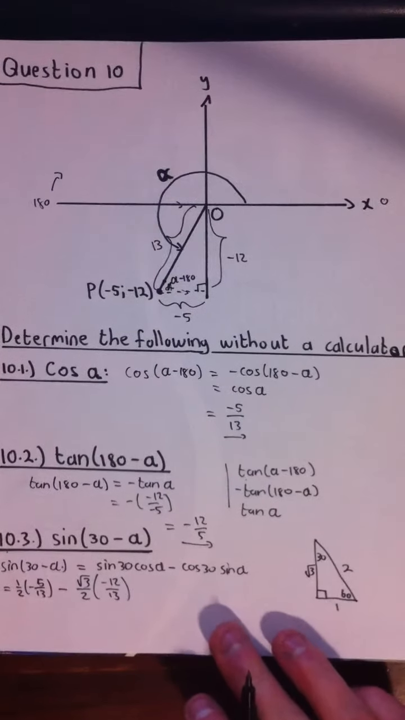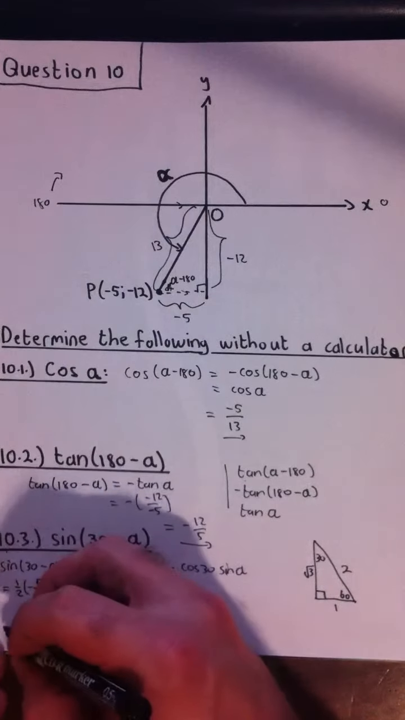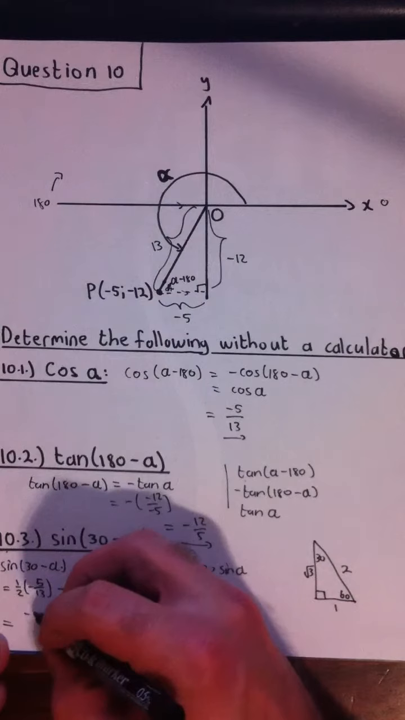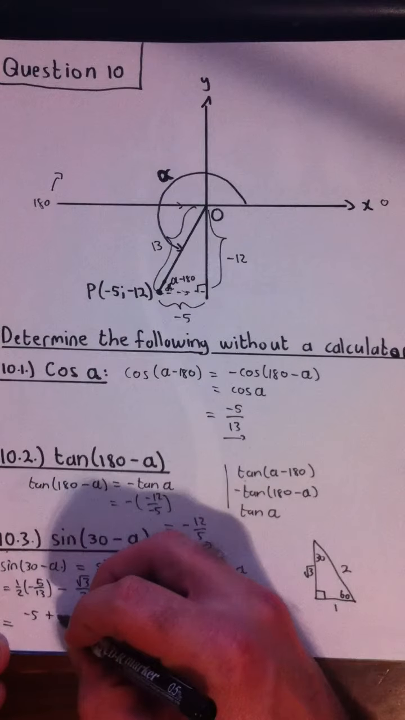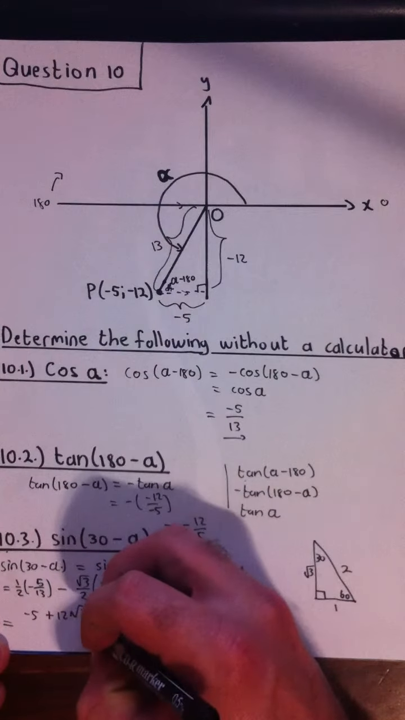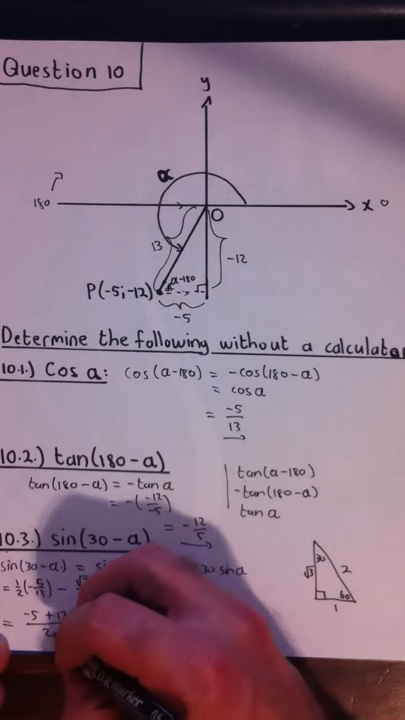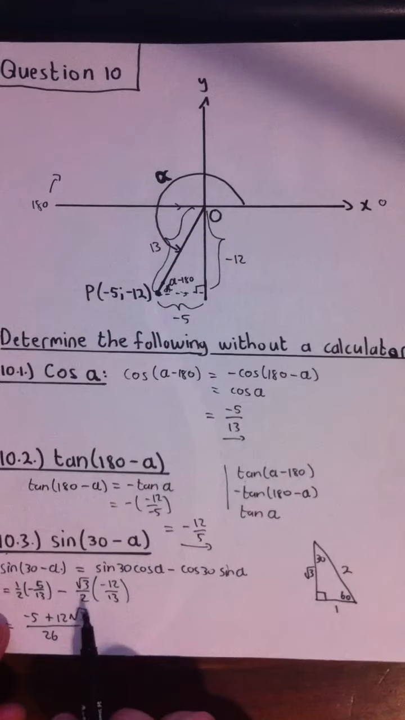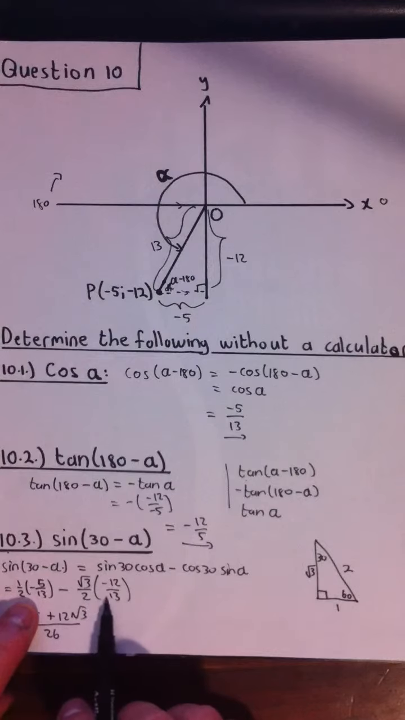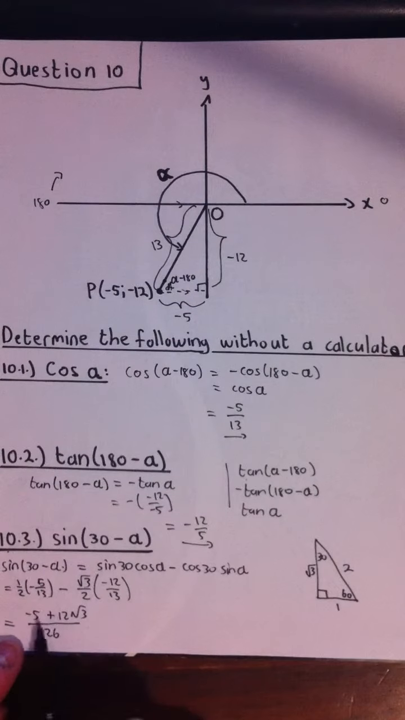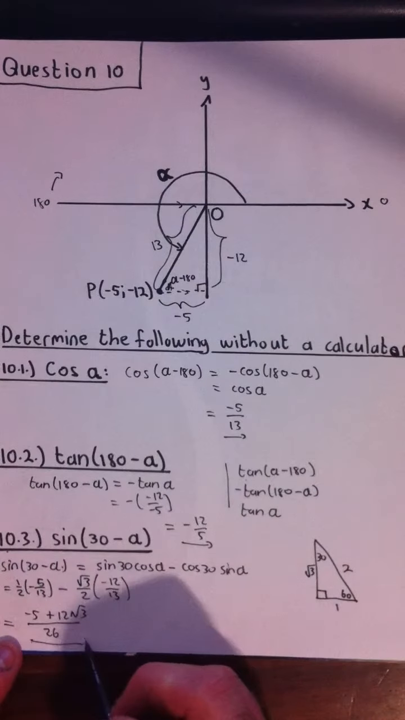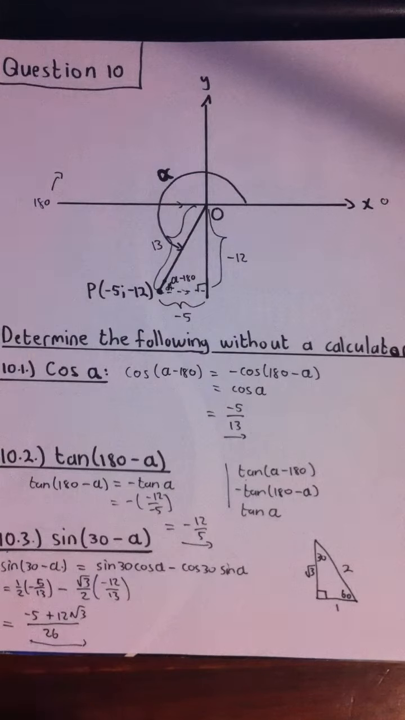Okay, and now from here we just simplify and we get negative 5 plus 12 root 3 over 26. Because as you can see the common denominator is 26, 2 times 13, and then we can just add the numerators. There you go. That's it for question 10.